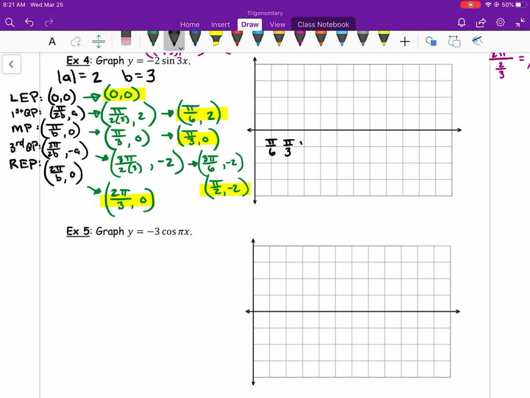Alright, so back to what we were doing. So pi over 3, pi over 2, and then 2 pi over 3. And I need you to do this part. This is very important. Alright, so we have 0, 0. Pi over 6 is up 2. Pi over 3 is 0.